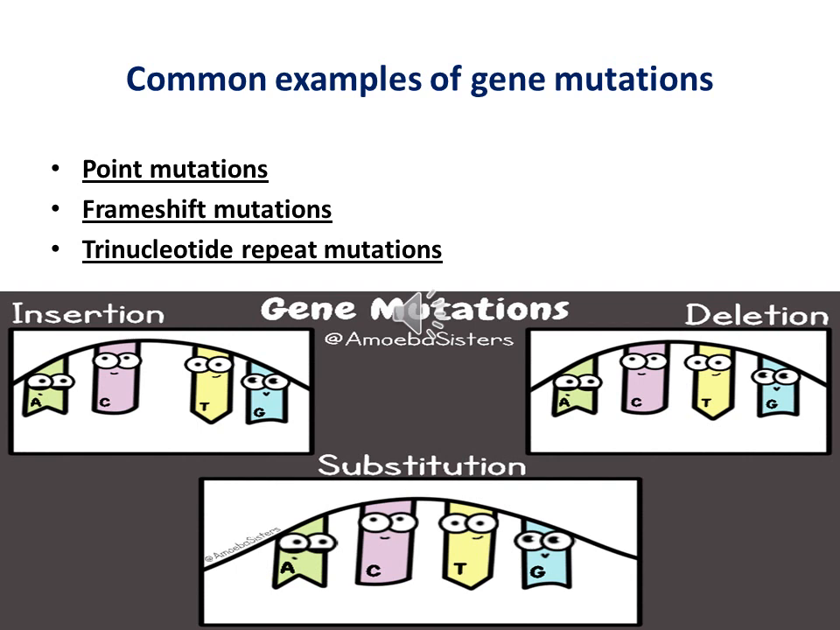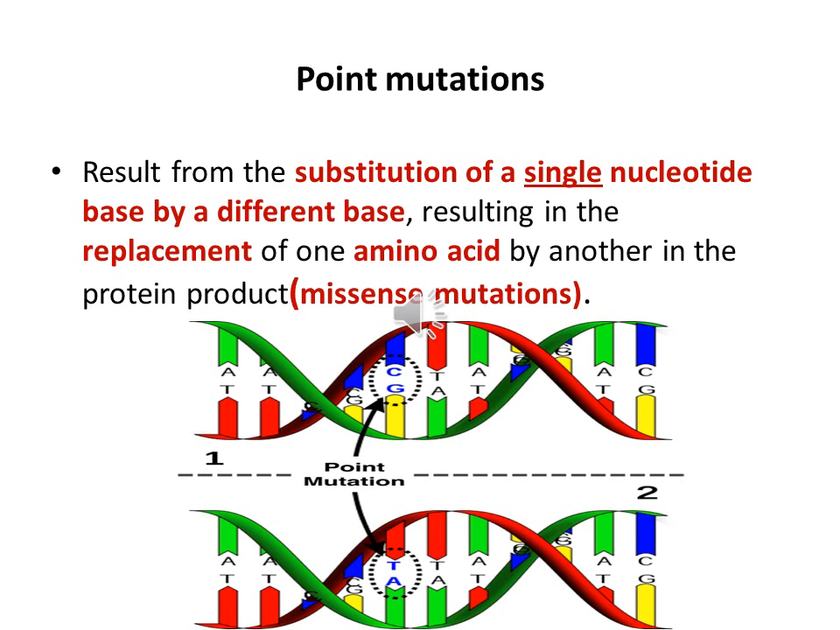We have three most important gene mutation types: point mutations, frameshift mutations, and trinucleotide repeat mutations. Point mutations are a change in a single nucleotide of DNA. It can have one of three effects.